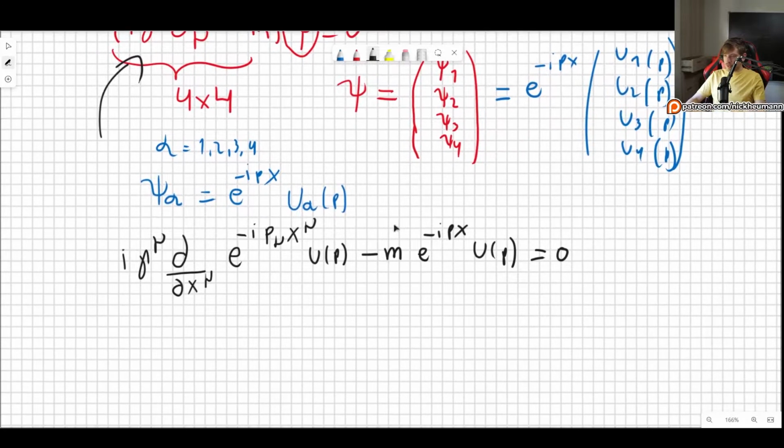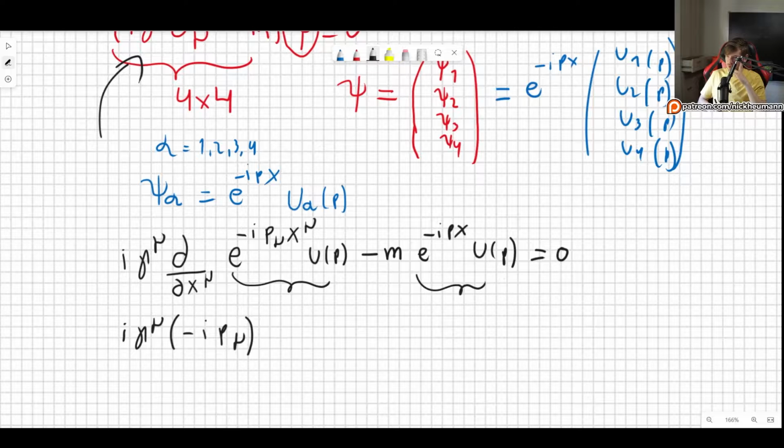Here we apply the derivative. So we get i gamma mu, and from this derivative we get minus i p mu. Then we still have the exponents, but now we can factor the wave function out. We can factor this and this, so we get this minus m times e to the minus i p mu x mu u of p. I guess I didn't have to write down the mu's here, but I did it.